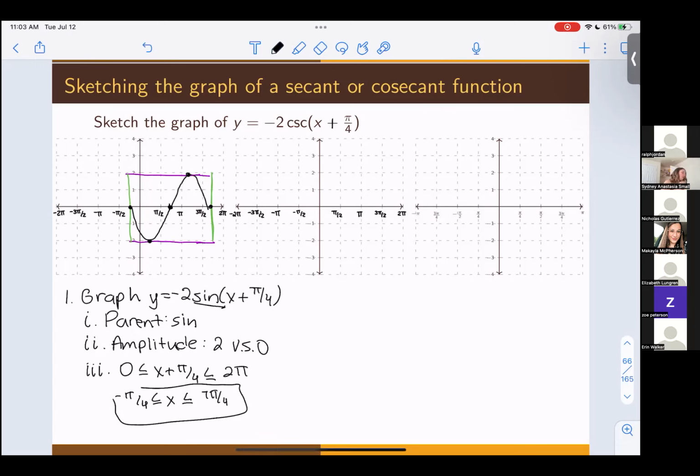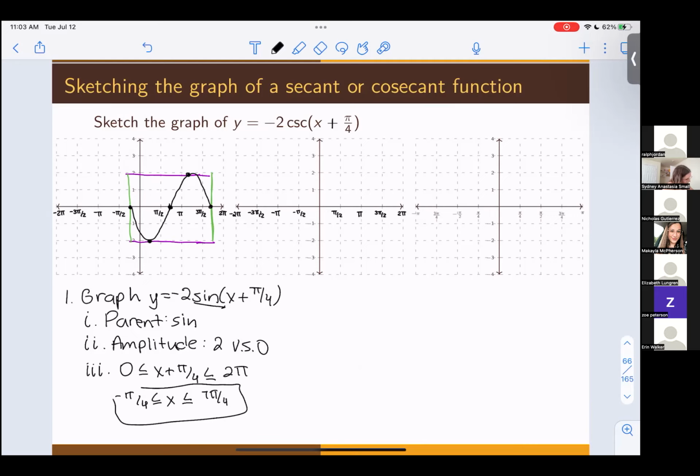Cool. Now, just like last time, we need to extend this graph of sine to the rest of our axes, which we can do. We can see here, at every pi, we intersect the x-axis again. So negative pi over 4, I intersect again at, okay, let me think about it.